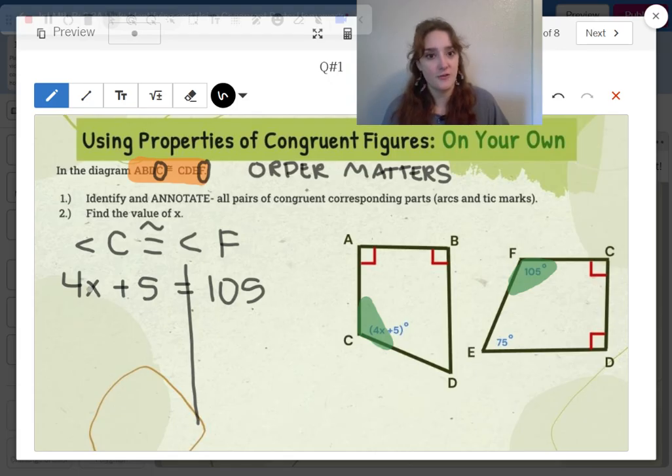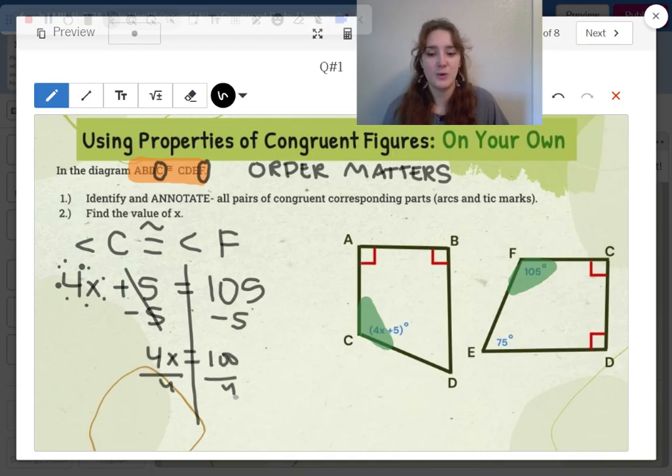We want to solve for x, so we're going to try to get x by itself. Two-step equations, we got this. Isolate the term with the variable first. So 4x equals 100, divide by 4, x equals 25. And that's it.